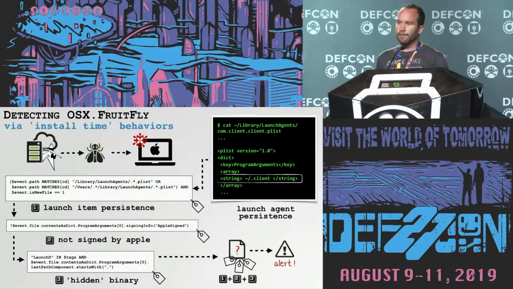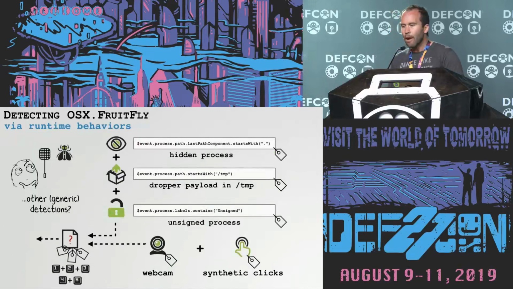Similarly, we can detect Fruitfly at install time by observing various events that cumulatively indicate something is suspicious or at least amiss. Here, for example, we observe the fact that a hidden non-Apple binary has persisted as a launch item. There's no legitimate reason that this should ever happen. So that's really shady. Now imagine that Fruitfly is already running on the system.